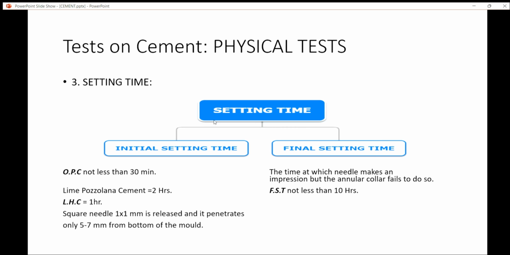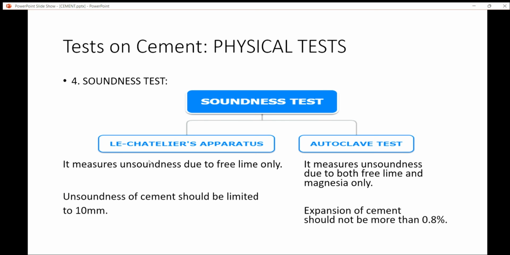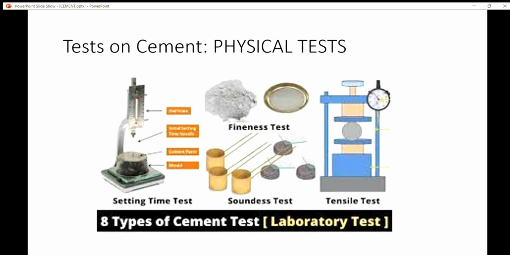Setting time test. Setting time is classified into two categories: initial setting time and final setting time. And here are some things that you can see about the setting time. Soundness test. It measures unsoundness due to free lime only, and unsoundness of cement should be limited to 10 millimeter, and expansion of cement should not be more than 0.8%. There are some apparatus that we use to perform the setting time test, soundness test and tensile test, etc.